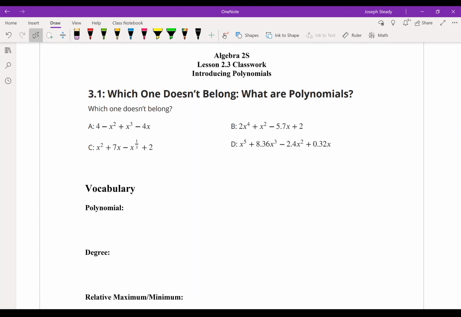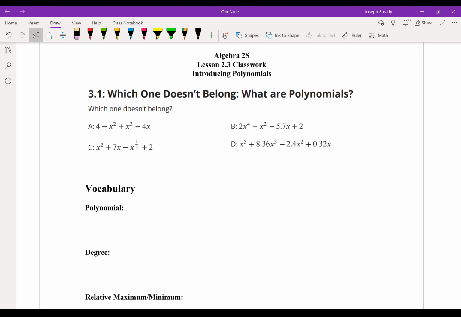In lesson 2.3, we're going to start looking at polynomials. And as part of that, we'll actually define what a polynomial is and a couple other vocab terms that will be useful to us. But first, we're going to start with just looking at a few expressions, and we're going to pick out which one doesn't belong.